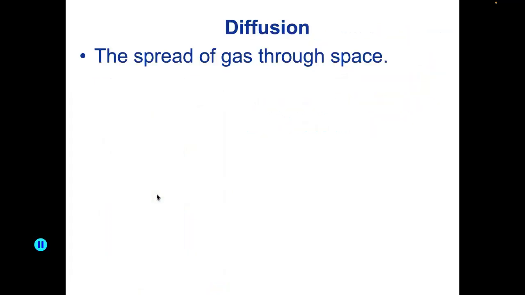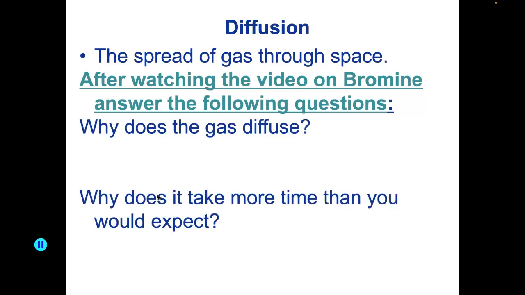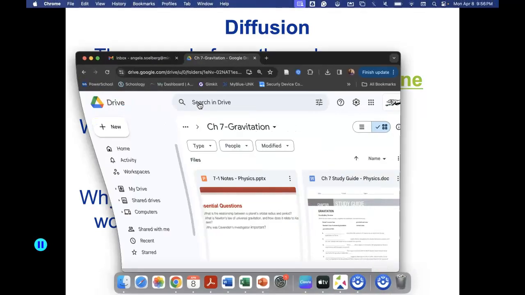Diffusion is the spread of gas through space. So we're going to watch a video on bromine to answer some questions. We want to know, why does this gas diffuse, and why does it take more time than you would expect? And so I'm going to see if I can get the video to play here.